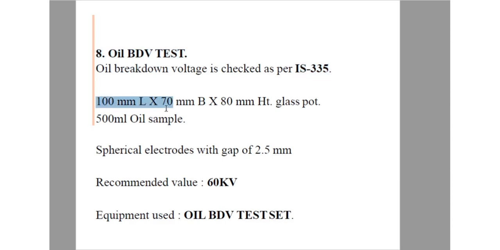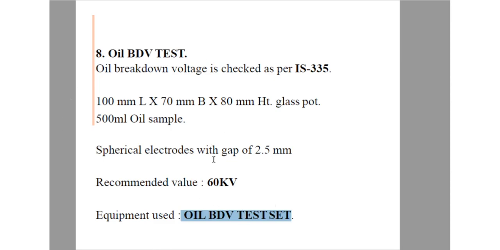Let's say a glass pot of 100 millimeter length by 70 millimeter breadth and 80 millimeter height we have to use for the oil sample of 500 ml. Spherical electrodes with a gap of 2.5 millimeter we have to use. The recommended value for the transformer oil is 60 kilovolt, and the equipment used is the oil breakdown voltage test set.